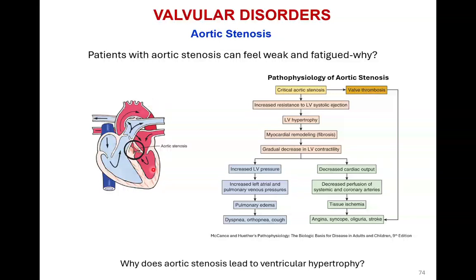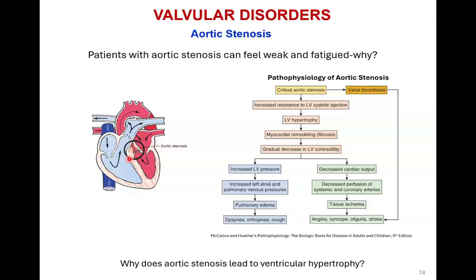The left side of the heart, remember, deals with oxygenated blood, receiving it from pulmonary circulation and pumping it out into systemic circulation. And this is the exit point, right? We've got the aortic valve here. A stenotic valve is a valve that has stiffened, and I've said a stenotic valve has problems opening.